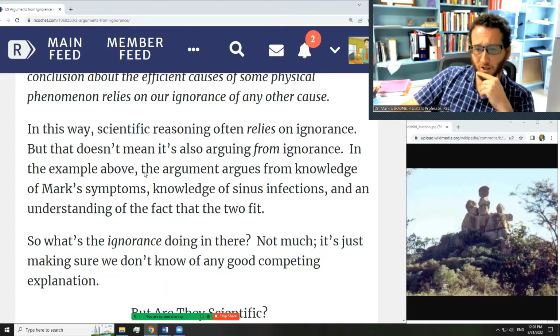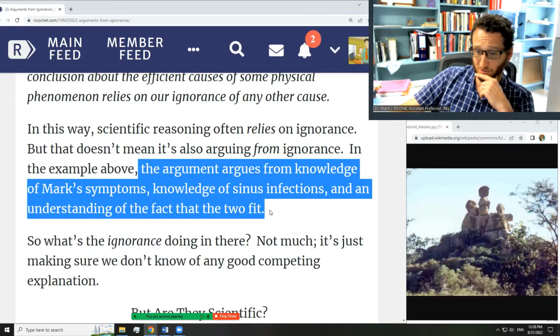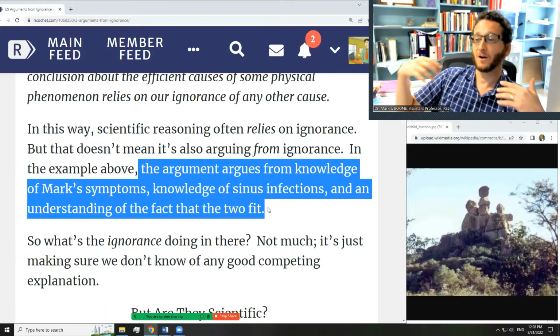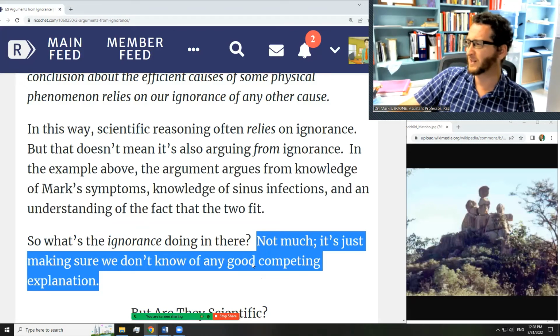In this example, the argument argues from knowledge of Mark's symptoms, knowledge of sinus infections, and an understanding of the fact that they fit. The explanation fits the thing to be explained. Our knowledge of sinus infections fits our knowledge of Mark's symptoms. There's no ignorance involved in making the argument. The ignorance is there, but it's not doing any of the real work. The ignorance is just making sure we don't have any competing explanation that's as good as this one.